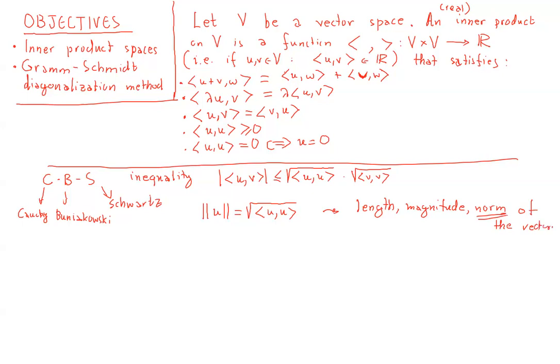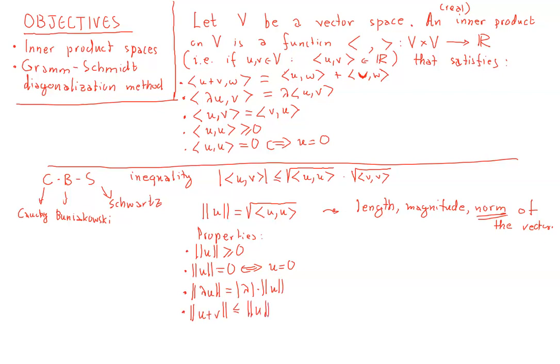And it turns out that the norm satisfies some very pleasant properties. So the properties of the norm is that it's always non-negative. The only way it can be zero is if you have the zero vector. The norm of the scalar multiple of a vector is the absolute value of the number times the norm of the vector. And finally, the triangle inequality: if you have two vectors, then the norm of their sum is less than or equal to the sum of the norms. Okay, so these are the properties.